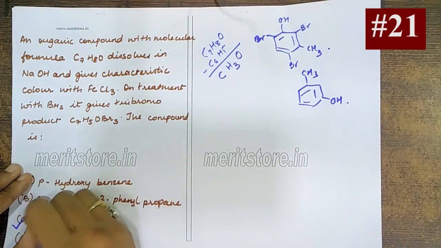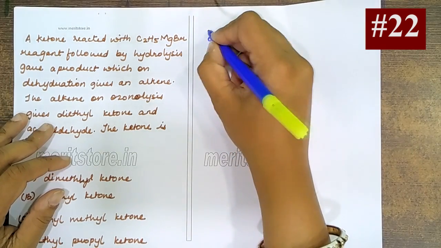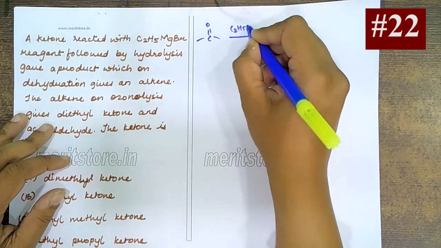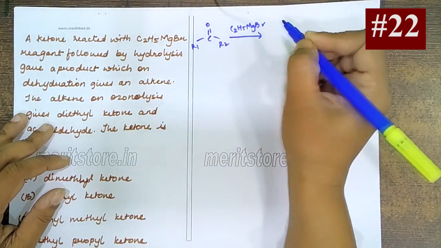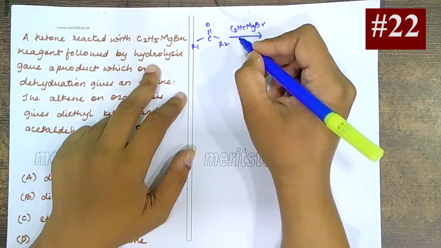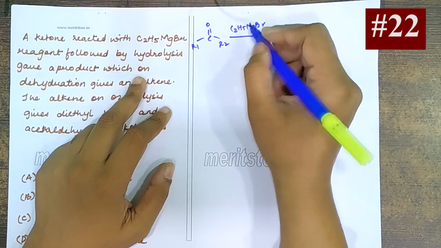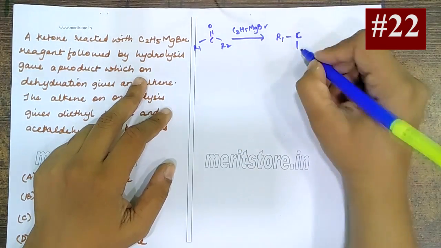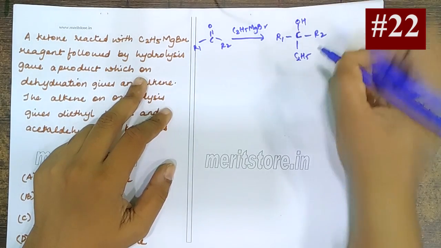So option C. The ketone reacted with C2H5MgBr. So let's say there is some ketone which is reacting with the C2H5MgBr. We don't know about R1 and R2, let's say. So if a ketone reacts with the Grignard reagent, followed by hydrolysis, we are expecting the product alcohol. So we'll expect R1, this carbon will be attached to the C2H5 group. This will be R2 and this will be OH.